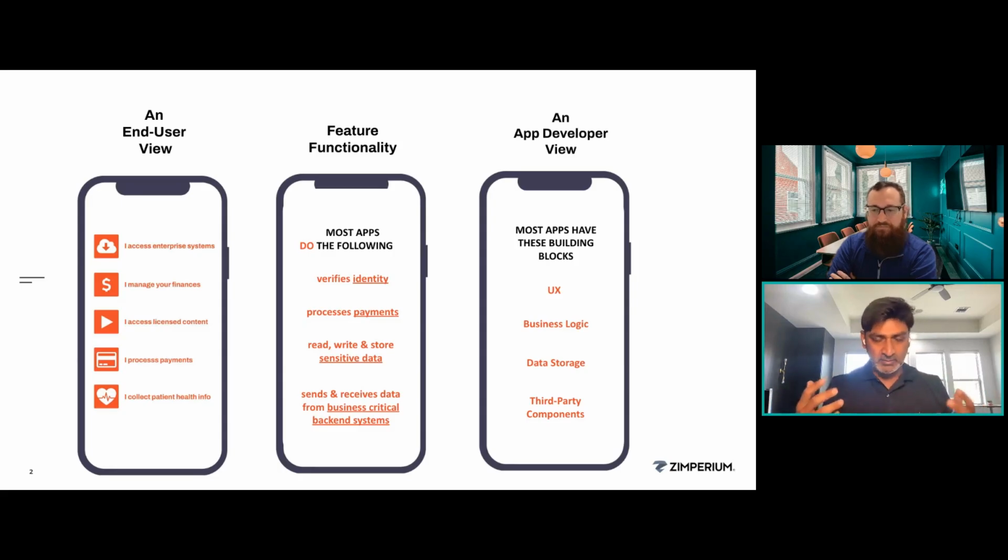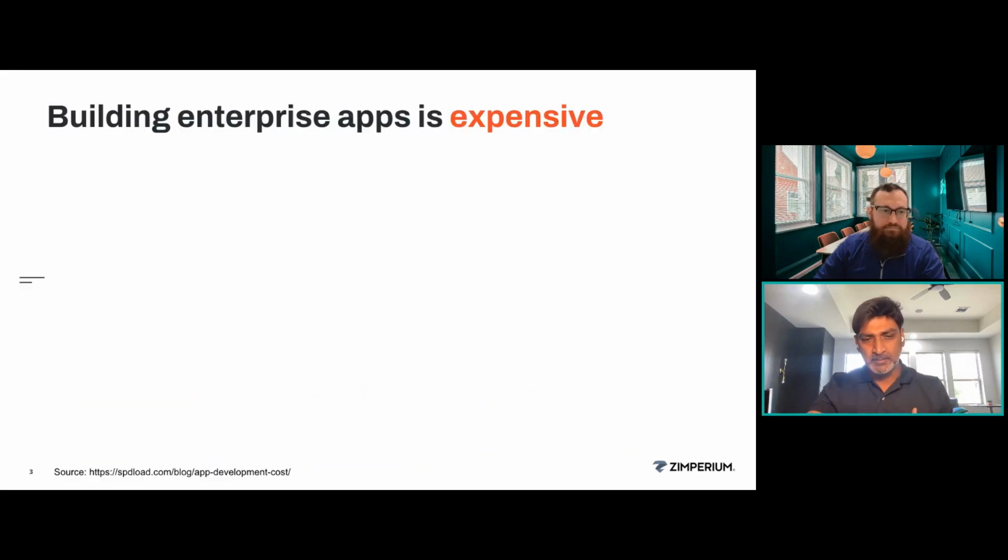So you have consumers that love mobile apps for convenience and productivity, and then you have enterprises that are like, I want my employees to be more productive. We can grow our business and engagement, like you said. But if I asked how much you think it costs to build a mobile app for these enterprises, right?